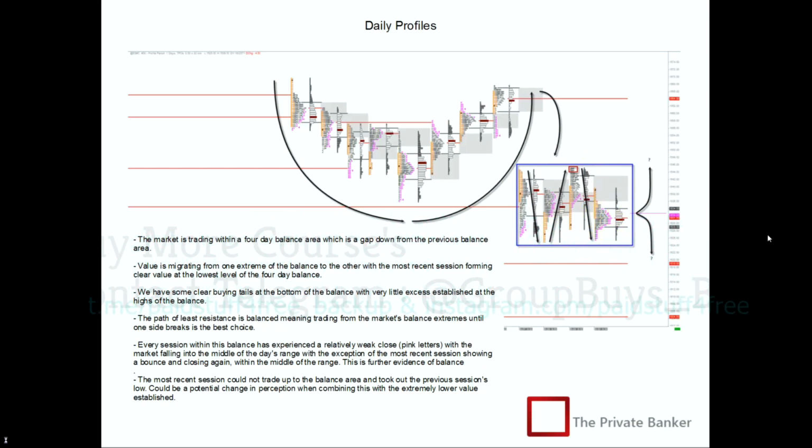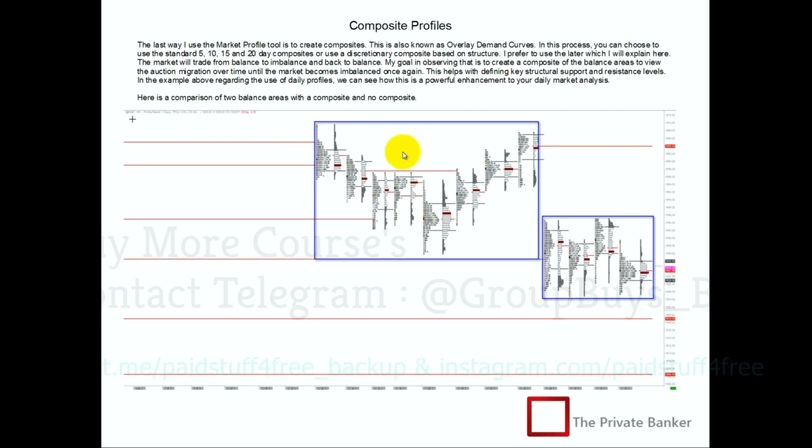Okay, so now that we've talked about the static time filter ways of looking at these profiles and what they mean, and what details they're providing us, we can start to look at the composite or the overlay demand curve, as I had mentioned earlier. And this is, I would say, more of a dynamic way of looking at market profile. As I said, this is also known as the overlay demand curves, and in this process you can choose to use the standard 5 days, 10 days, or 15 or 20 day composites, or, like I said, I use more of a discretionary composite, which is based on market structure.